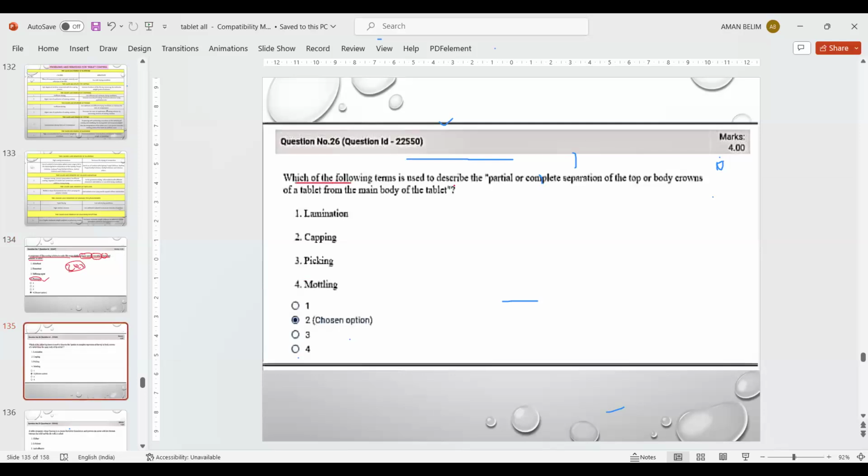Which of the following terms is used to describe partial or complete separation of the top or crown of a tablet from the main body of the tablet? These are manufacturing defects, which we will cover in the next lecture, tomorrow. Quality control tests and manufacturing problems and their remedies are also very important points. Capping, yes. And what will be lamination? What is lamination?